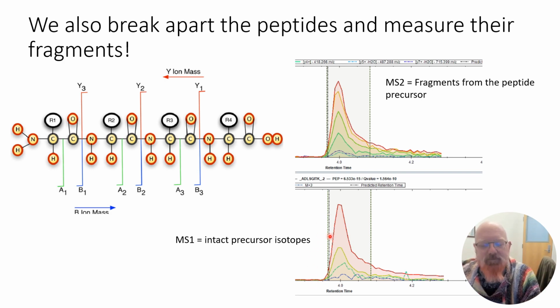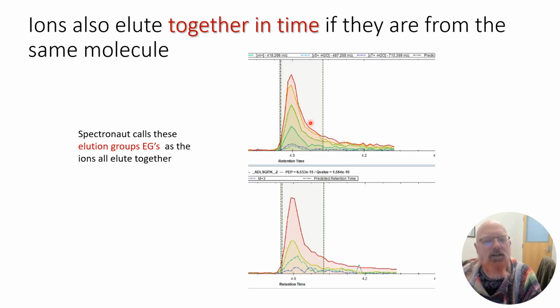So if a peptide fragments in the mass spectrometer, because it's the same molecule, it will have the same retention time and the same peak characteristics, although the masses of those fragments will be different. But they will have the same retention time, they will look the same, and they will have the same ion mobility, which I will show you here.